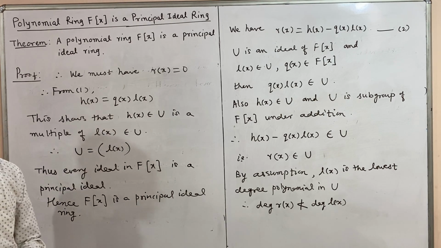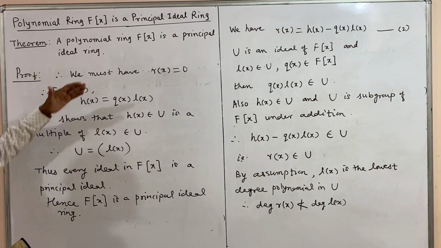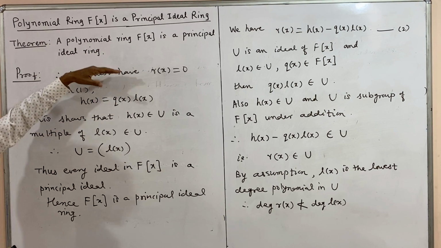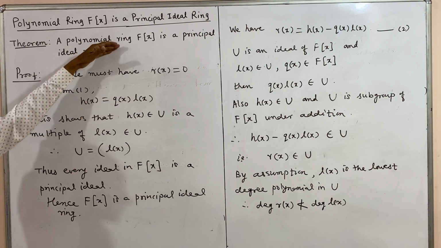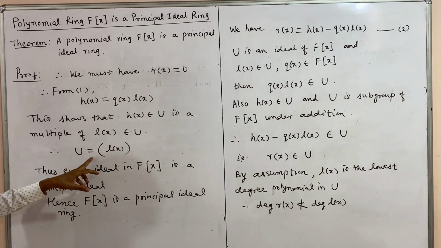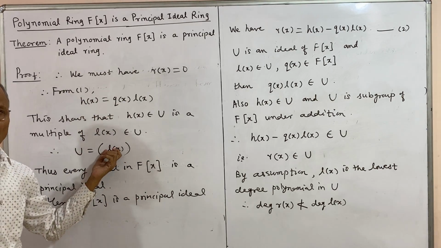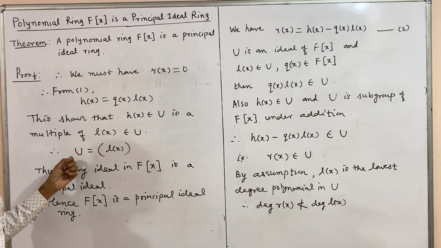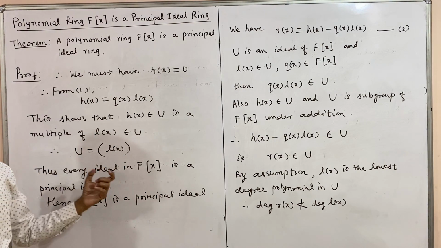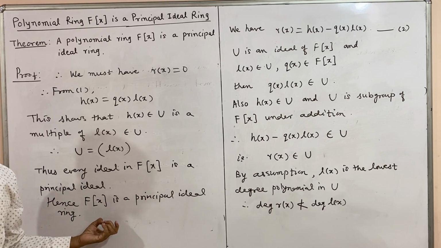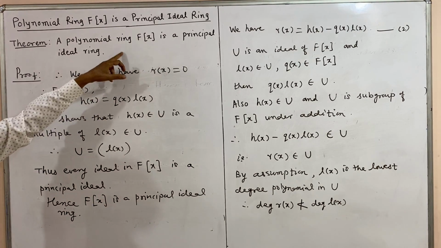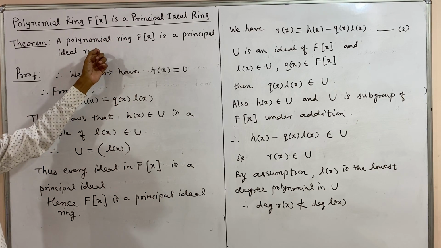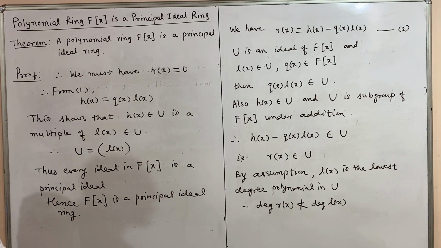This proves the theorem. So thus considering a polynomial ring f of x and an ideal U in this polynomial ring, we have shown that U is generated by a polynomial L of x of lowest degree, and that means, as U is arbitrary, every ideal in this polynomial ring is a principal ideal, and therefore the polynomial ring is a principal ideal ring or principal ideal domain. So we have proved the theorem.